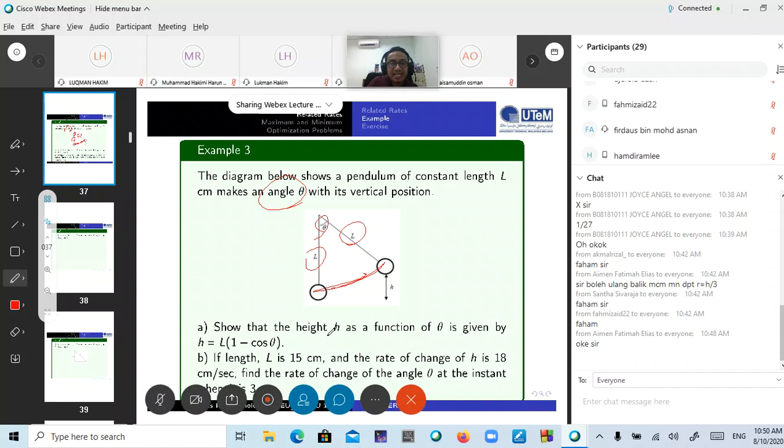Show that the height as a function of theta is given by h equals L times 1 minus cos theta. This is what you have to show. So what do you want to show? You want to show h. When the pendulum swings like that, it rises like this, because h sits here.